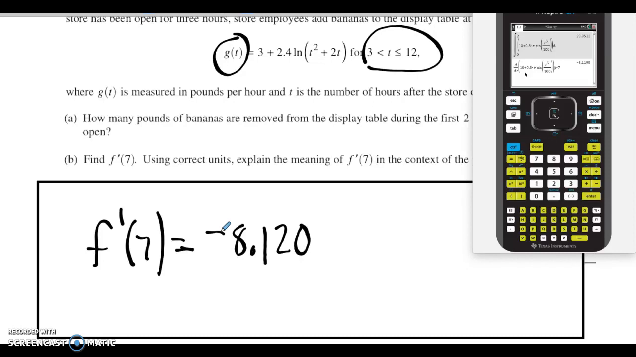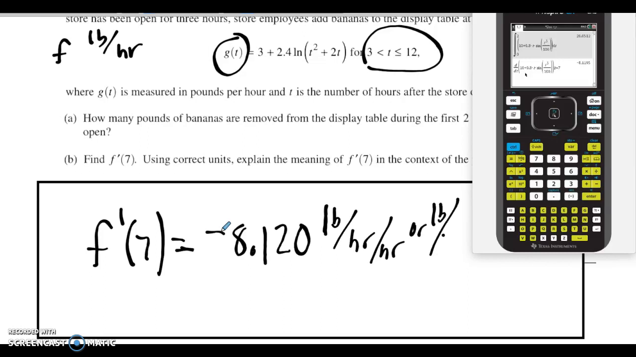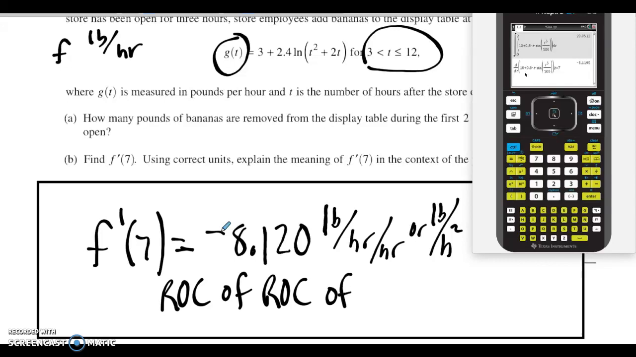They want correct units. Well, if f is in pounds per hour, that would mean that f prime is in pounds per hour squared. You're always going to get an extra rate on there. And when they ask for the meaning, we're never going to explain it out. We're going to write, this is the rate of change of bananas. And the reason I know it's that is the square on the bottom gives me 2 rates of change for that particular problem.